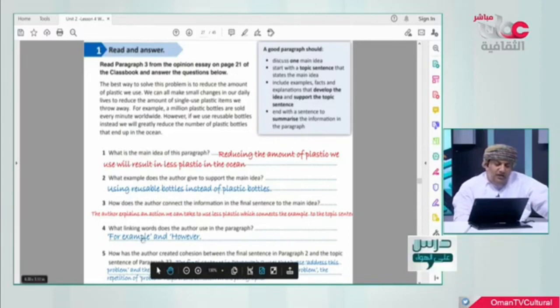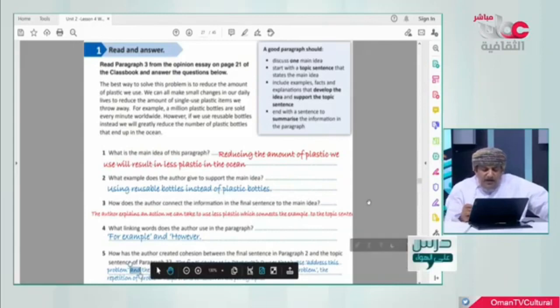Okay, number 4. What linking words does the author use in his paragraph? Of course, he used for example. Here is for example and however. This is another word, however. The last question, how has the author created cohesion between the final sentence, paragraph 2 and the topic sentence? Of course, he has used something here.